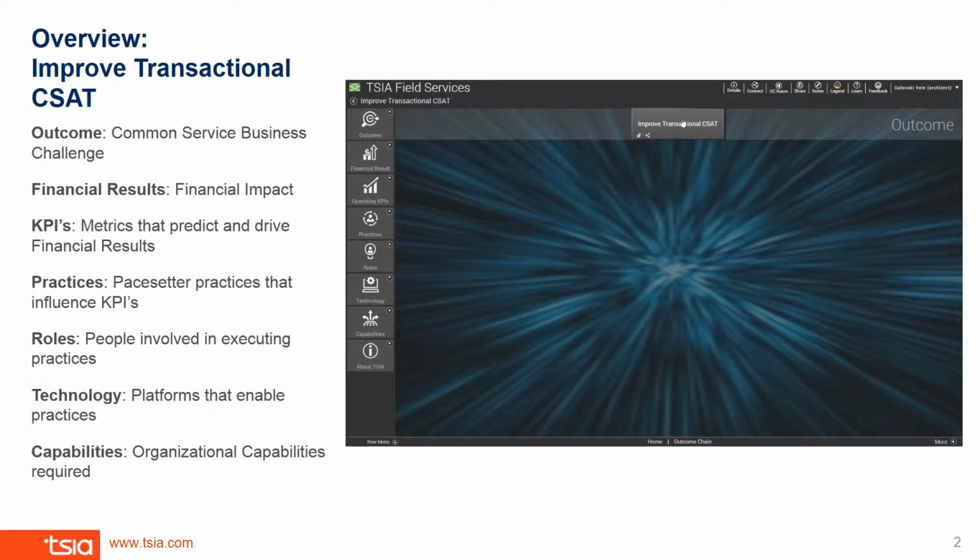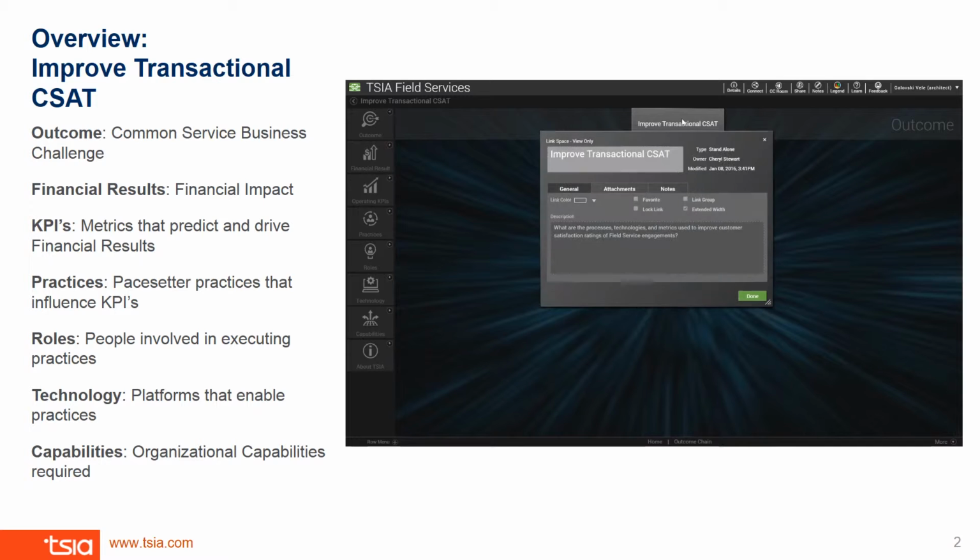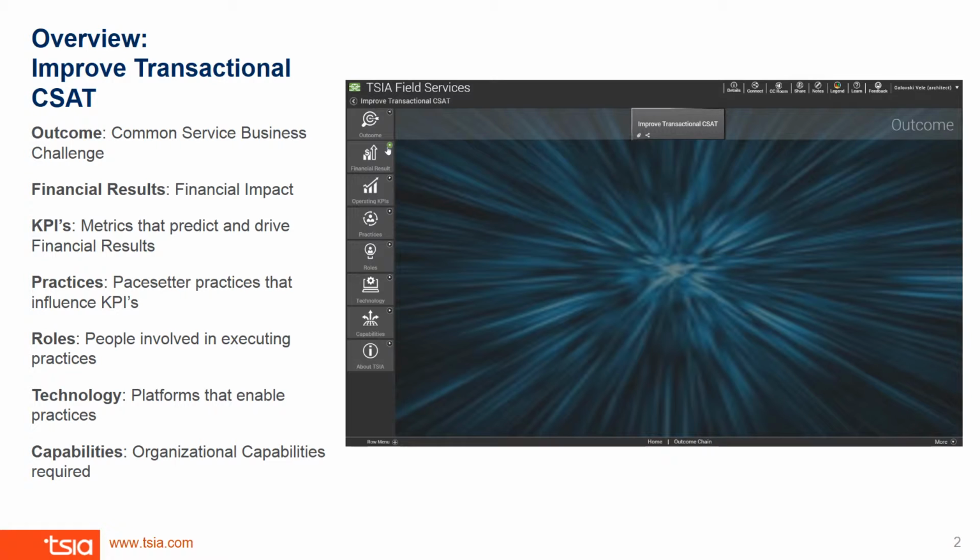An overview of the improved transactional customer satisfaction outcome chain. A very common service business challenge within the field service discipline is what are the processes, technologies, and metrics used to improve customer satisfaction ratings of field service engagements? This is important for a couple of reasons. The financial results that are impacted are the field service renewal rate and obviously the company and service revenue growth, which is an objective of every field service organization today.